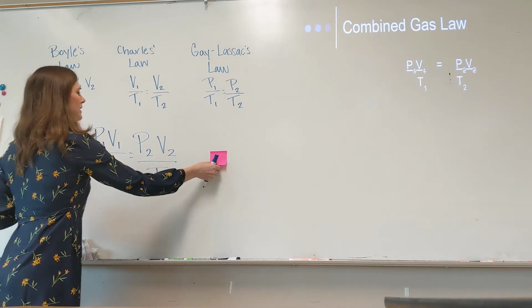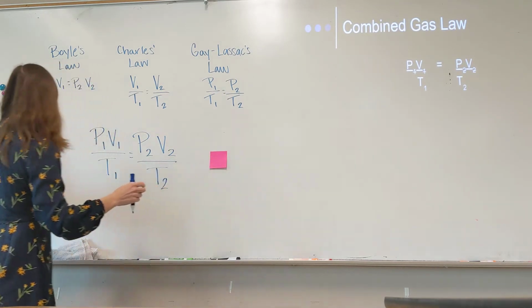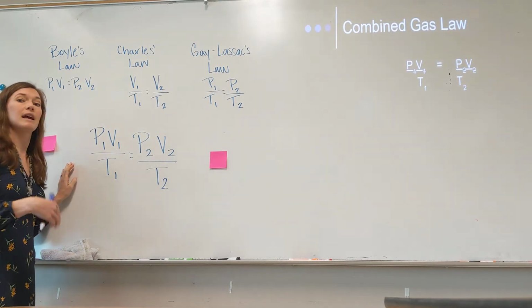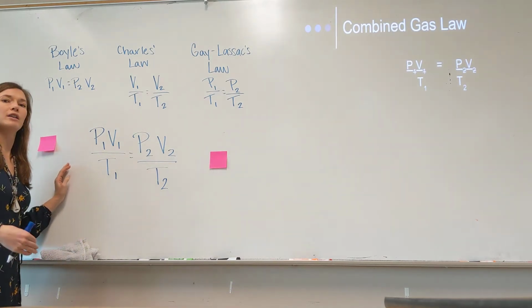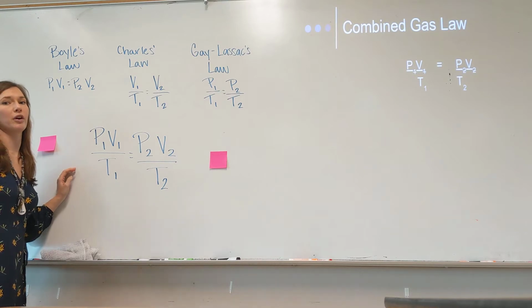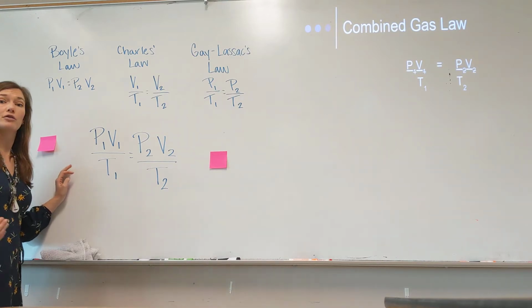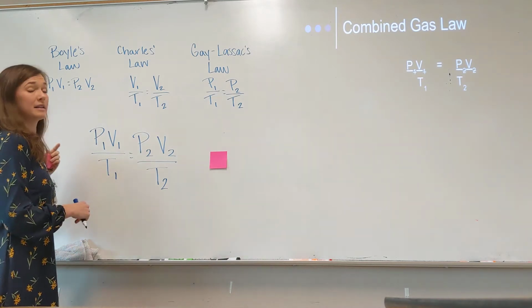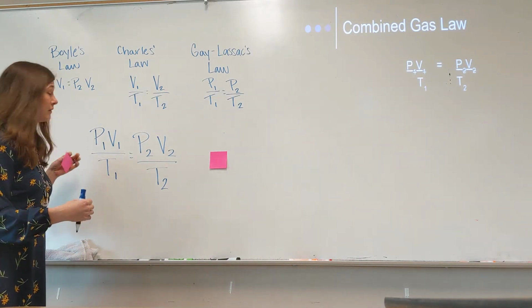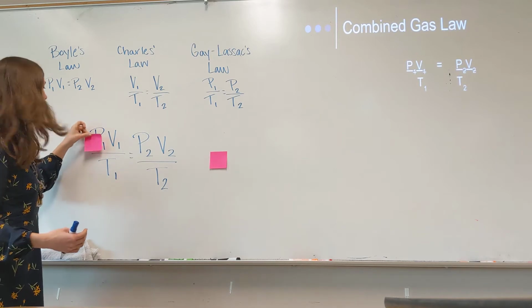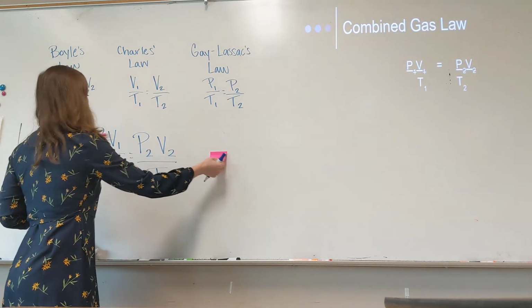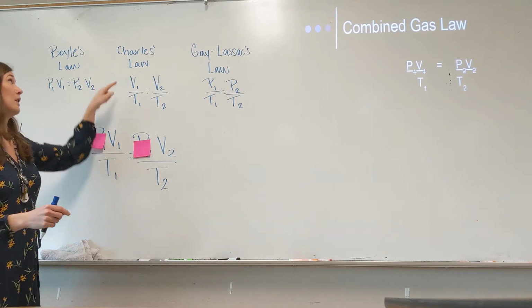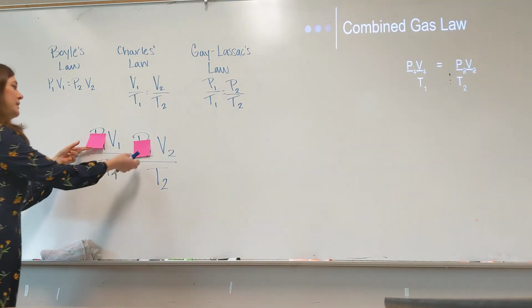Okay? And so you have a similar scenario. Let's say your problem gives you an initial volume, an initial temperature, a final volume, and you're solving for a new temperature, which means that pressure is constant, or you're not given a pressure. Cover up pressure. What do we have? Charles' law.